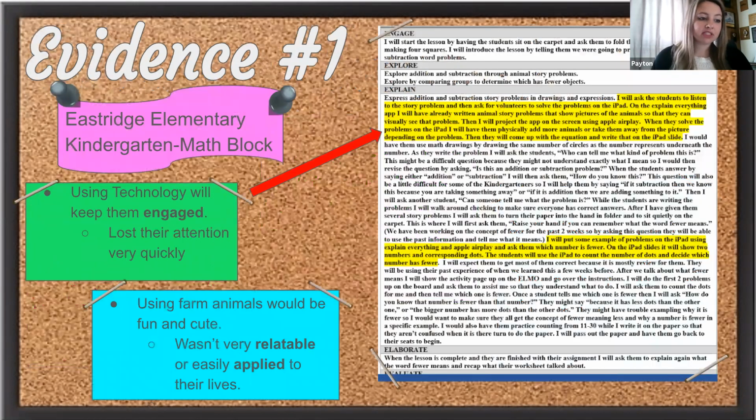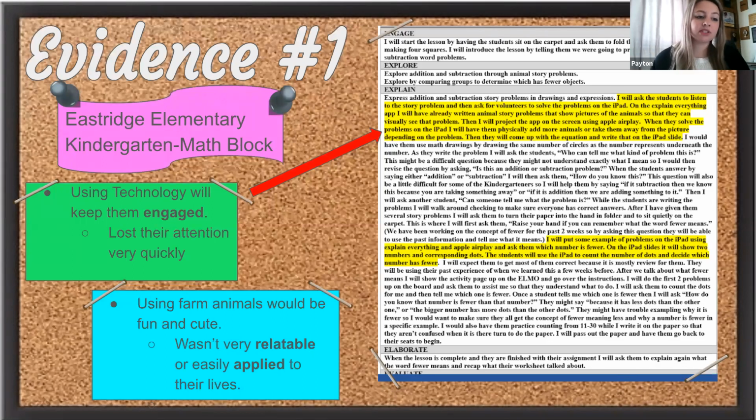For my first piece of evidence, I have one of the lessons that I wrote during my math block practicum. Again, I was in a kindergarten classroom at East Ridge Elementary. During this time, we had been learning about word problems. Our students had worked on addition and subtraction problems throughout the year and were now going to practice using their skills in word problems. In this lesson, I had pre-made story problems on my iPad using the Explain Everything app.